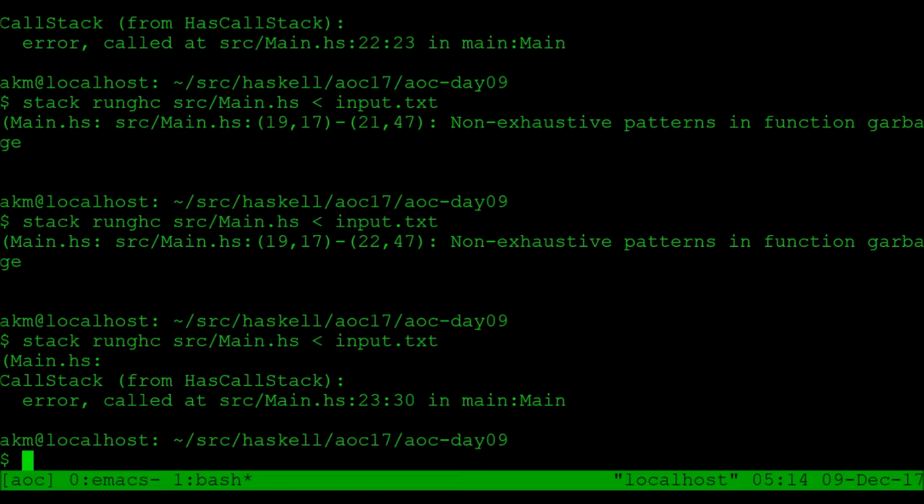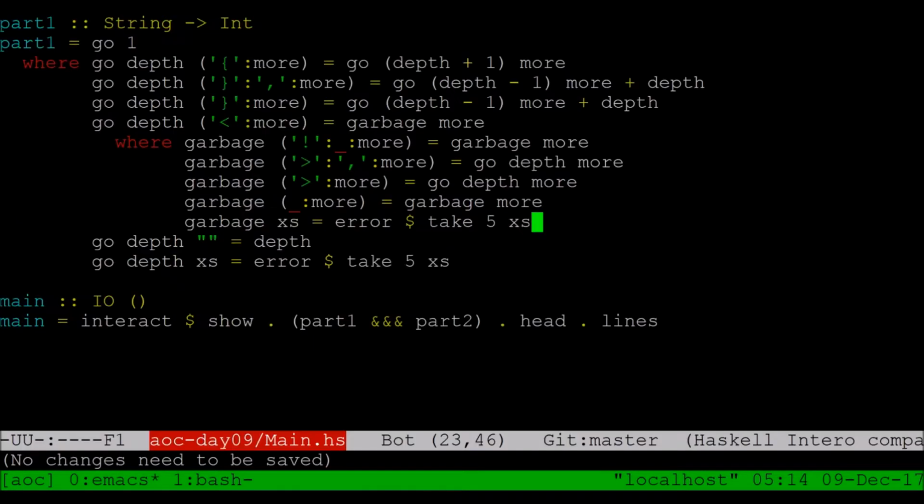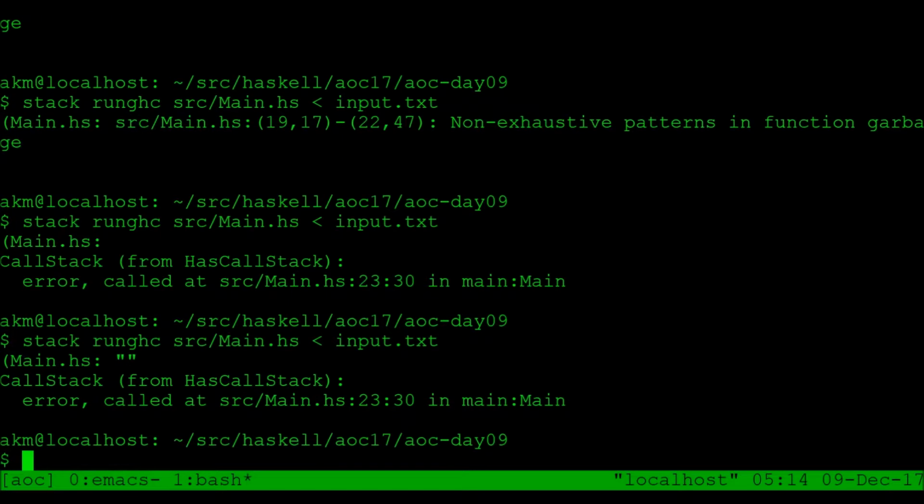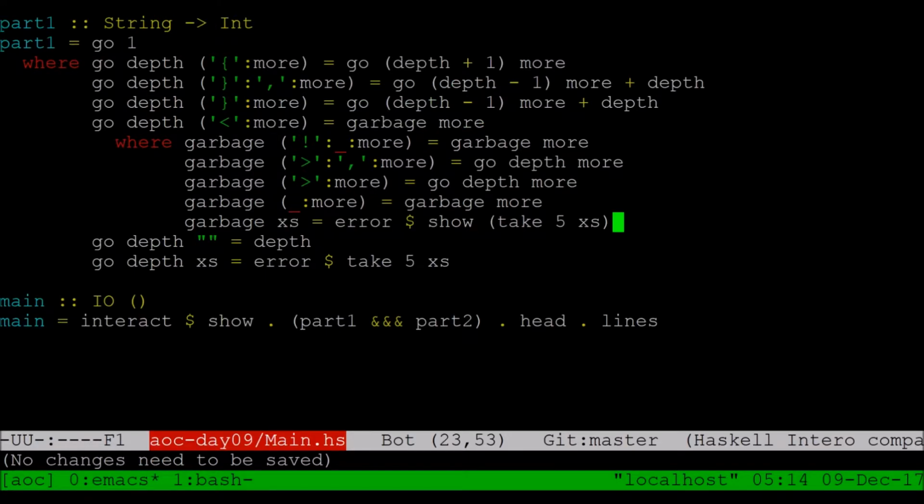What is it? Empty? It's just empty, I think. Right? Yes. So how did we get to the end of a string while thinking we were still in the middle of garbage is what I want to know. Let's go reread the problem.